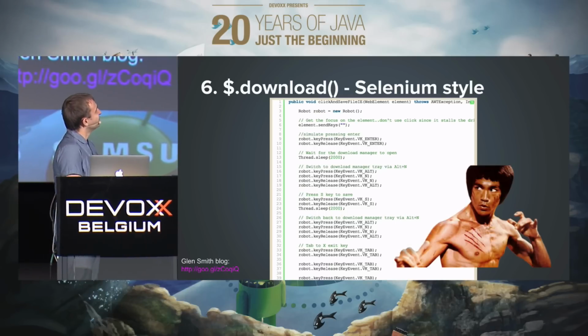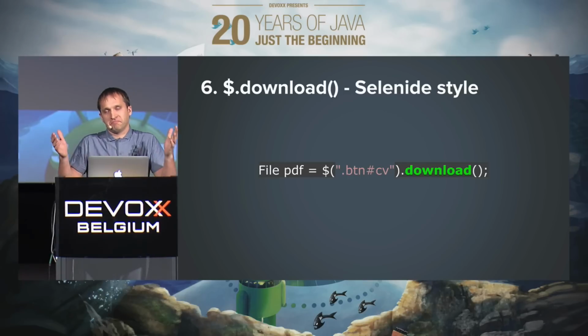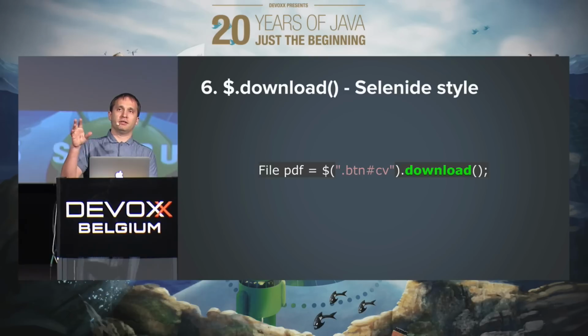This is pretty complex. And now with Selenide, you can just use one method. Just required element dot download. That's it. You have this file.